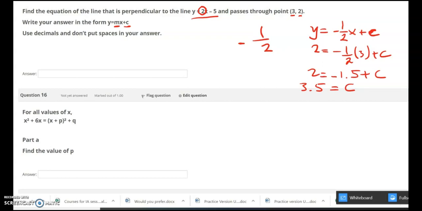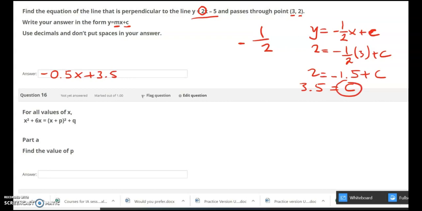So I'll rewrite the equation of the line as y equals minus 0.5x. So instead of the fraction, we're using a decimal. And we've got plus 3.5, which is the y-intercept, or c.